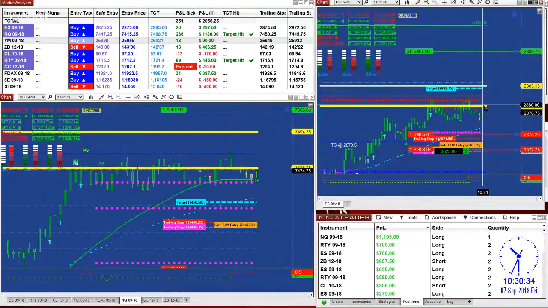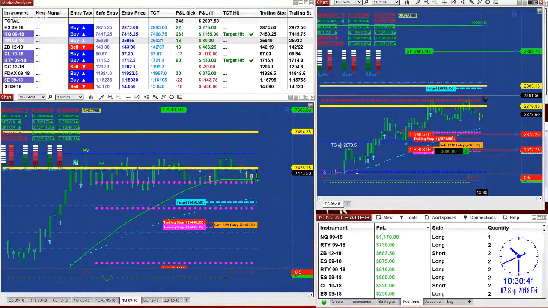It seems like the ES is going to go back and retest this number, the 81.50. That's very good. That means we're going to have a nice ride all the way to 12 o'clock.